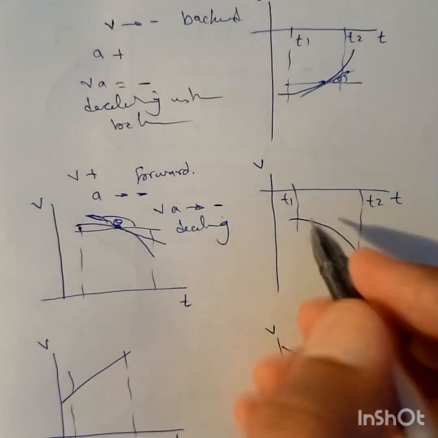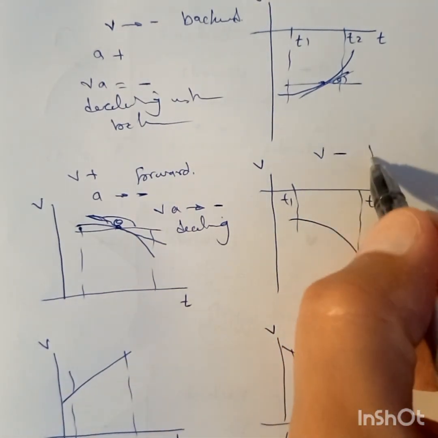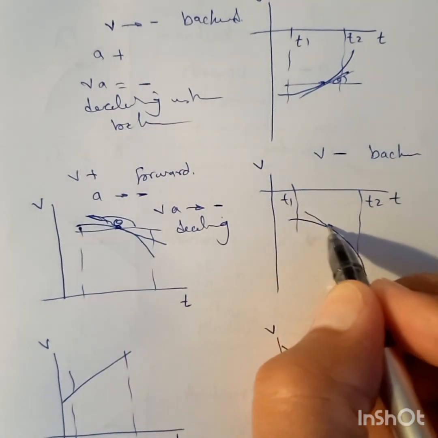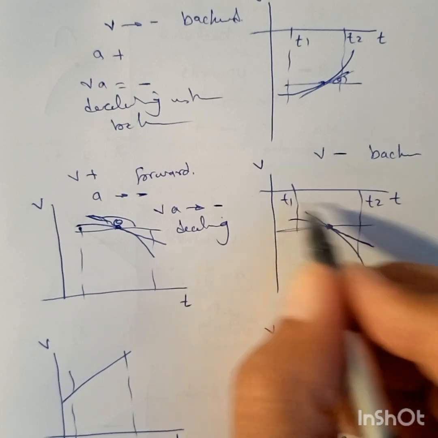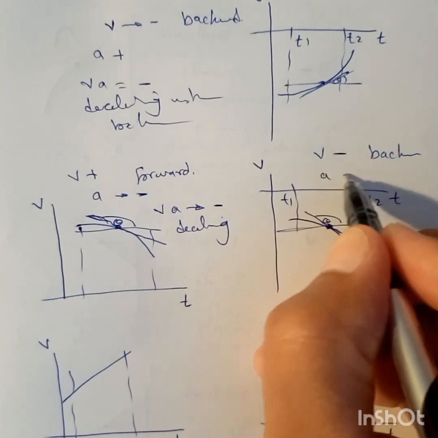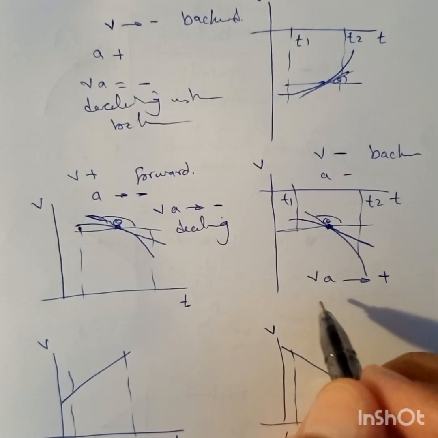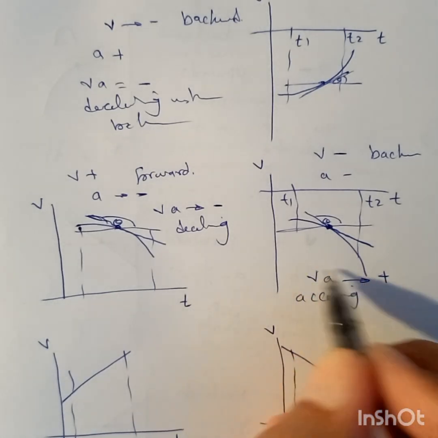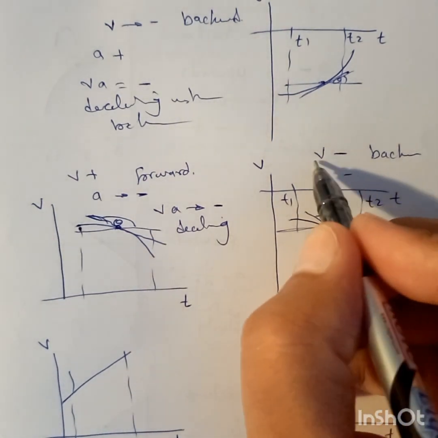Okay, for this curve we have v is negative as the curve is below the x-axis, then we have backwards direction. For acceleration we have to find the slope of the tangent to this curve at any point in this open time interval t1 t2. Here theta is obtuse, then acceleration is negative. By multiplying v and a, we find a positive value.